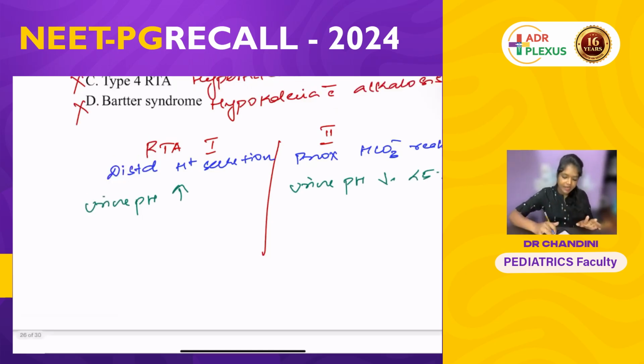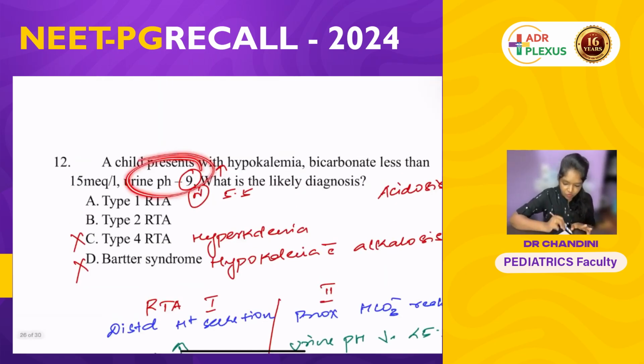So in our question, they have given urine pH is more, so it is not type 2 RTA and it is type 1 RTA. So the answer is type 1 RTA.